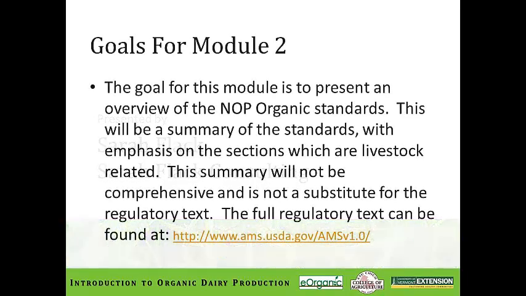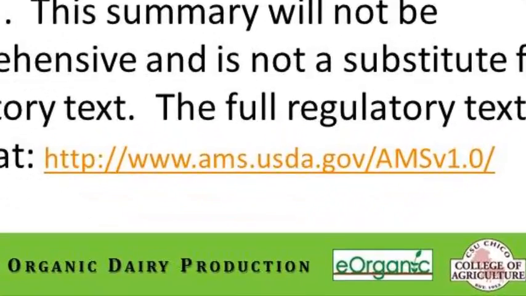The goal for this module is to present an overview of the National Organic Program's organic standards. This is only going to be a summary of these standards, with an emphasis on the sections that are related to livestock production systems. Since this is just a summary, you should go and read the full regulatory text, which can be found at this link.